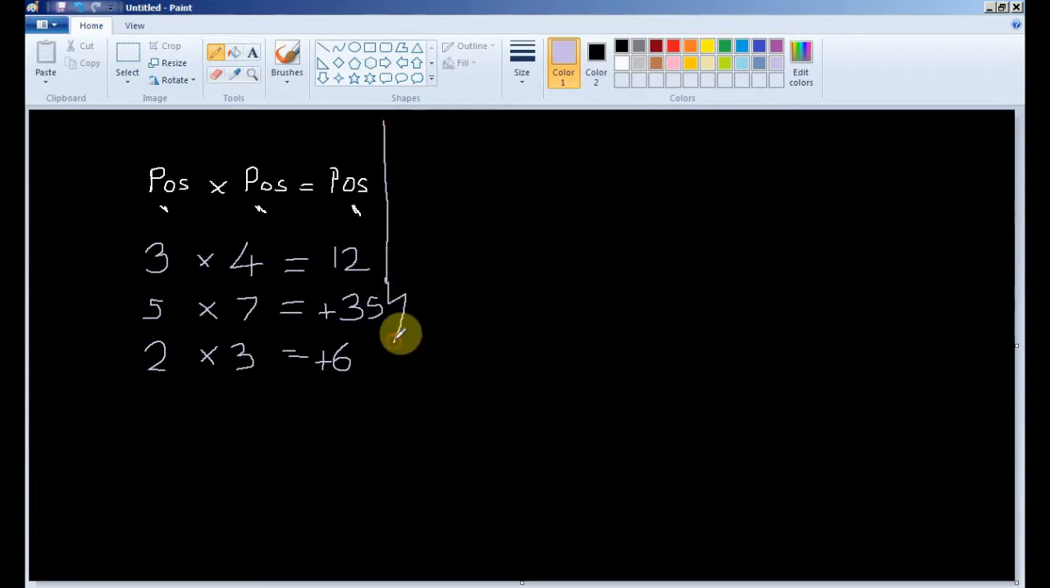So the second rule states that whenever one number is positive and the second number is a negative number, NEG stands for negative, then the result is also going to be a negative number. That is the second rule of multiplication. And let's have a look at a couple of examples here.